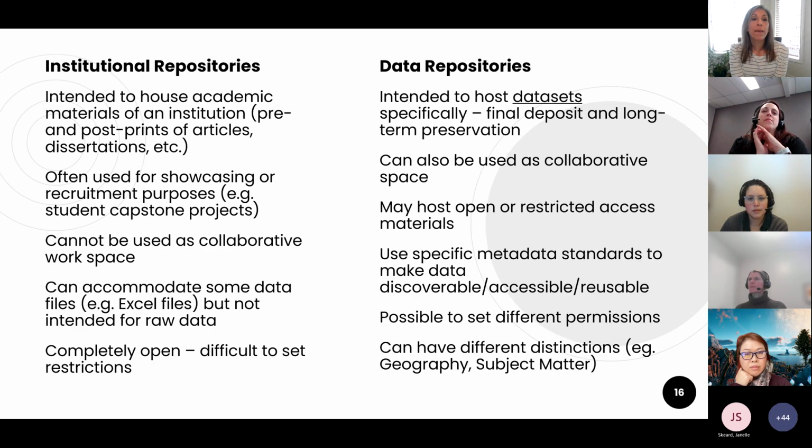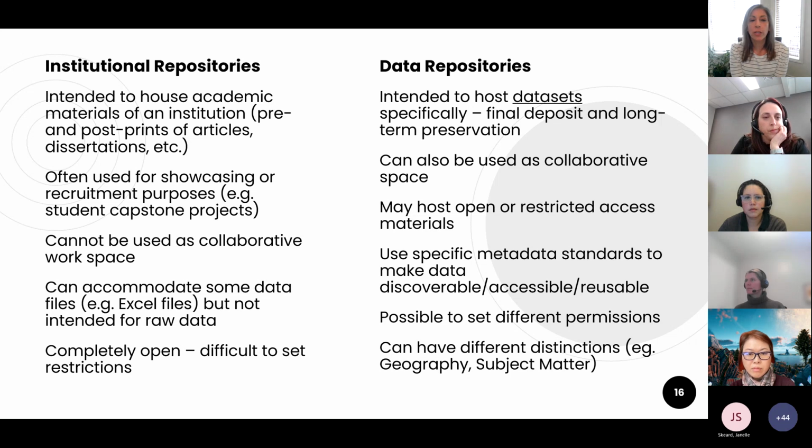Next slide, please. Now, your institution may already facilitate access to an open institutional repository. So we thought it would also be helpful for you to outline how an institutional repository differs from a data repository. Looking at institutional repositories first, they're intended to house primarily the academic materials of an institution. These may be pre and or post prints of articles, dissertations, and so on. And they are often used for showcasing or even recruitment purposes. For instance, student capstone projects may be housed there.